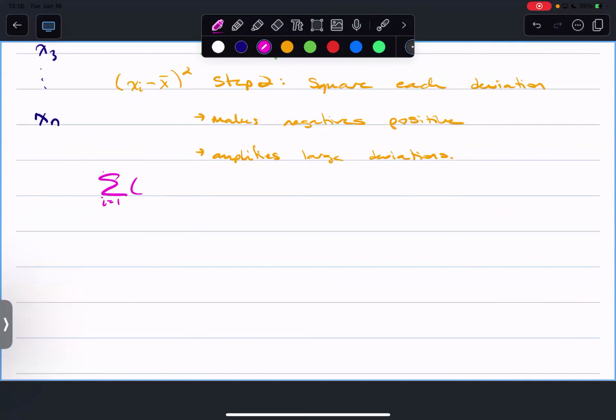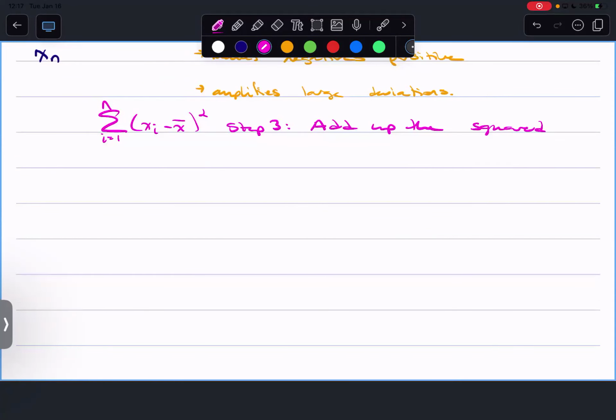Sum from i equals 1 to n, which I ignore when I read it. It's technically there. Sometimes I don't even write it. Just the sum of these squared deviations. So now add up the squared deviations. This is going to become one number, right? The squared deviations. This becomes, or I'll say becomes, one number.